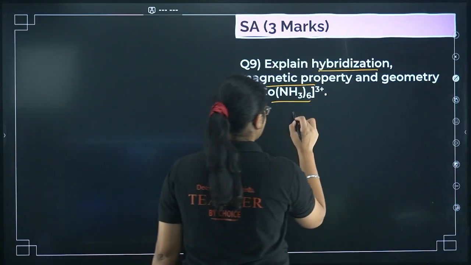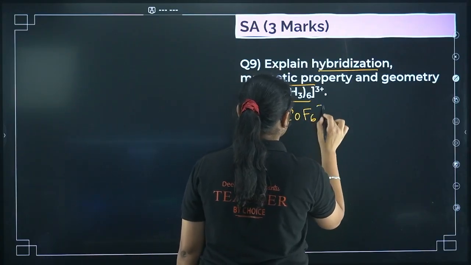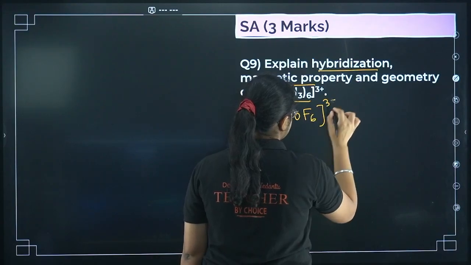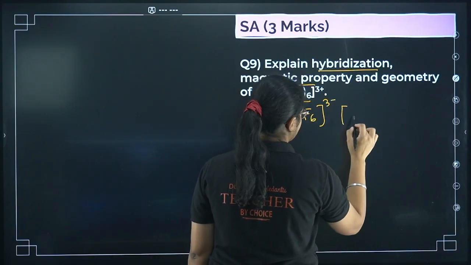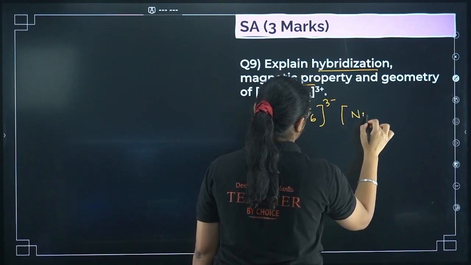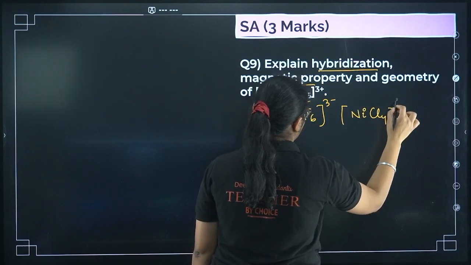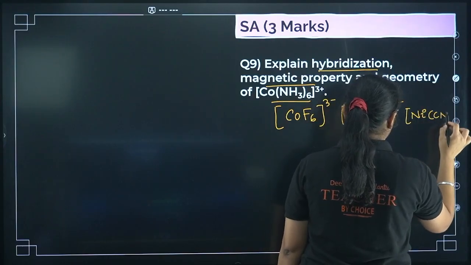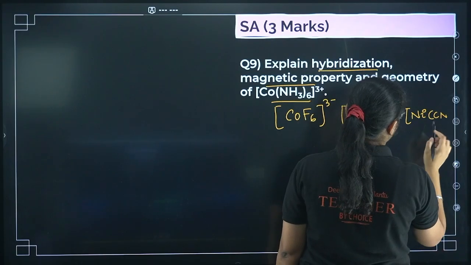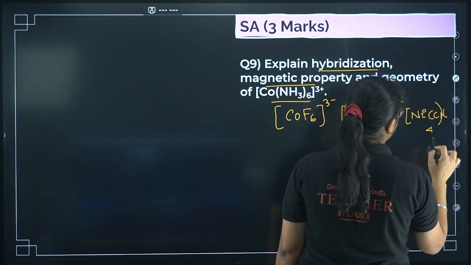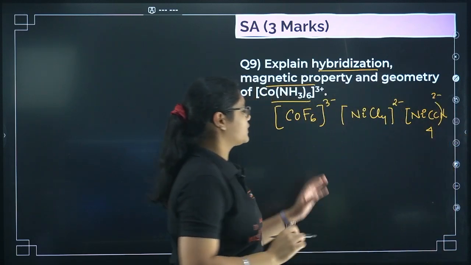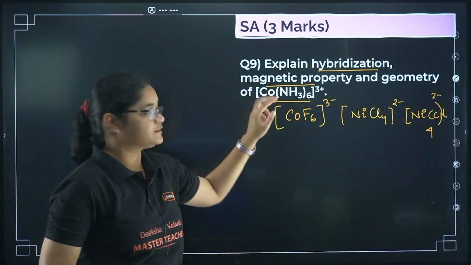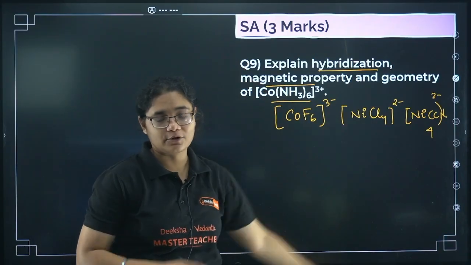What are they? One is this one, another you have [CoF6]3-, and you have one more compound, that is [NiCl4]2- and [Ni(CN)4]2-. So these 4 compounds, anything can be asked, but there is a high chance of these 2 compounds being asked. I'll explain for this one, you have to practice for other 3. It is there in the book.